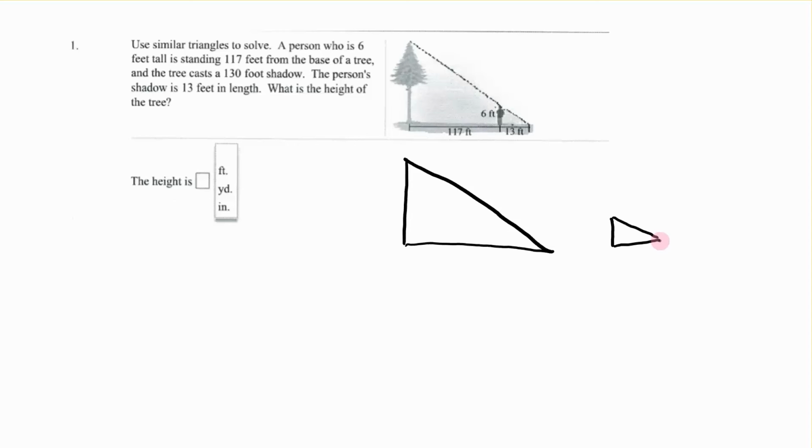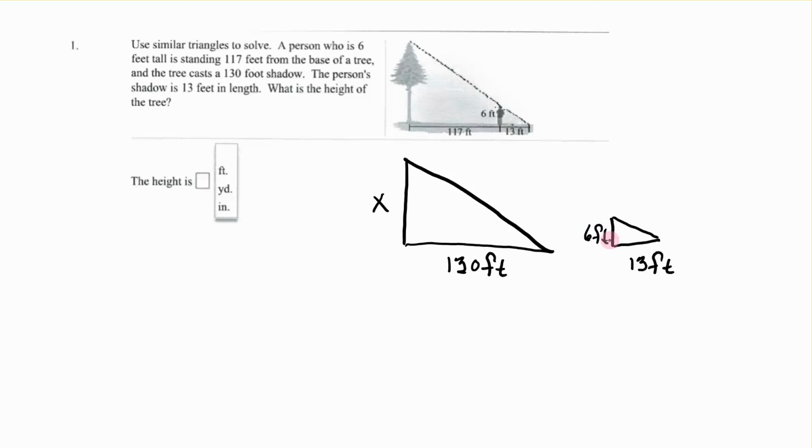Now let's transfer the numbers. The height of the tree is what we're looking for, so I'll put an X there. The shadow cast by the tree, and it says it up here, is 130 feet. So it's 117 till it gets to the man, and 13 more. That is 130 feet. The man's shadow is 13 feet, and his height is 6 feet.